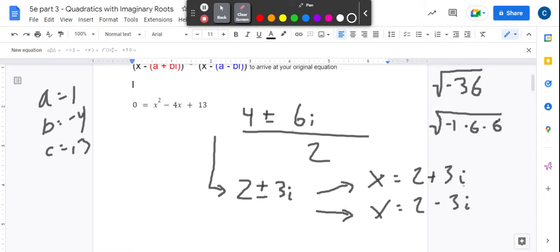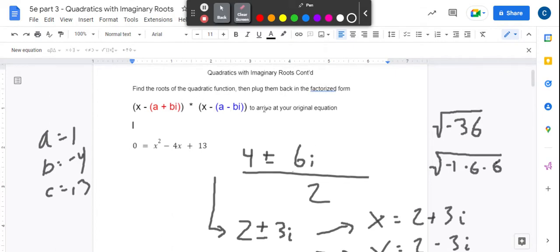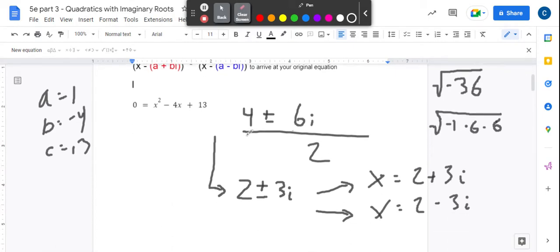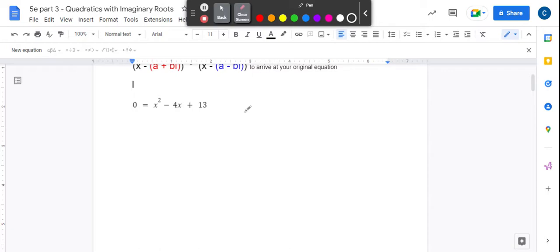All right. So now we're going to rewrite these as x minus (a plus bi) times x minus (a minus bi). Because again, if x equals 2 plus 3i, then x minus (2 plus 3i) has to equal 0. And ditto with the other one. So 2 plus 3i and 2 minus 3i are our roots.